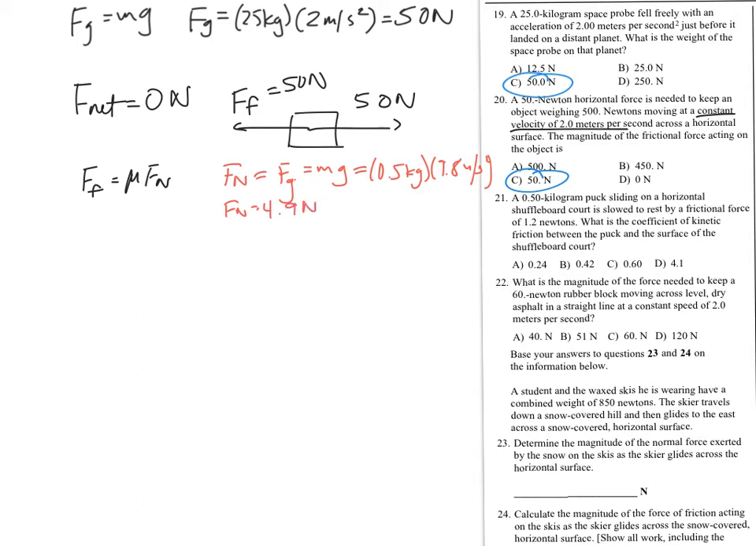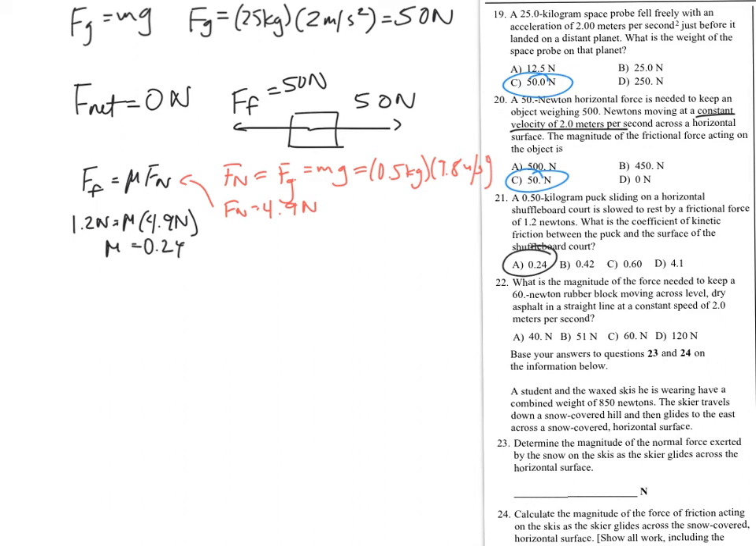We're going to sub this back into our force of friction equation. The force of friction we're given is 1.2 newtons. We're looking for the coefficient of friction, mu. Our normal force is 4.9 newtons. Calculate that. The mu should equal choice A, 0.24. There's no units because mu is just a coefficient.